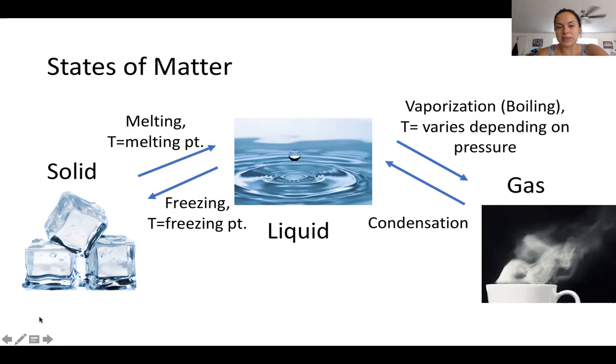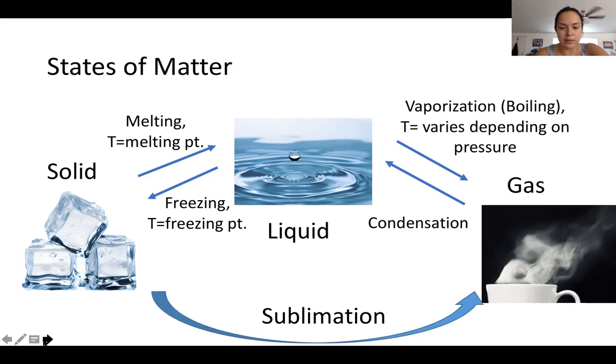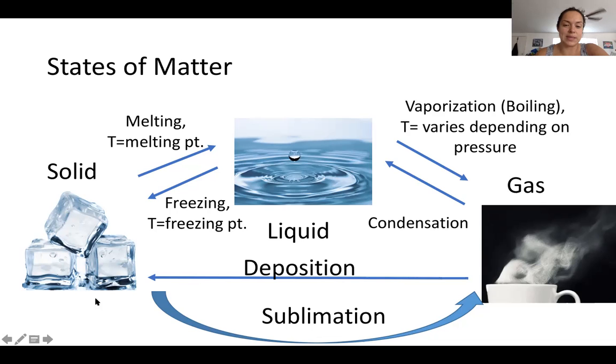The difference between whether it goes from a solid to a liquid or a liquid to a solid depends on whether heat and energy is going into the system or out of the system. On the right, we see liquid going through a phase change to gas. When we go from a liquid to a gas, we call that vaporization or boiling, and that temperature varies depending on the pressure on the water. Going from a gas to a liquid is called condensation. We can also go straight from a solid to a gas, and we call that sublimation. And we can go the other way, straight from a gas to a solid, and we call that deposition.